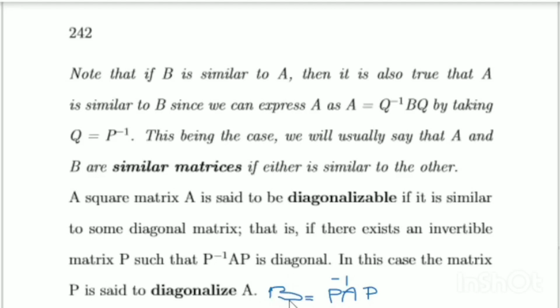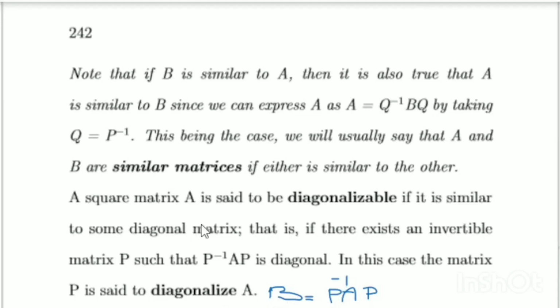So if matrices are of the form B equal to P inverse AP, where A and B are square matrices, then we can say that they are similar matrices. And in the other way also, we can say that A is similar to B. A square matrix A is said to be diagonalizable if it is similar to some diagonal matrix. That is, if there exists an invertible matrix P such that P inverse AP is diagonal. We say that P diagonalizes A.